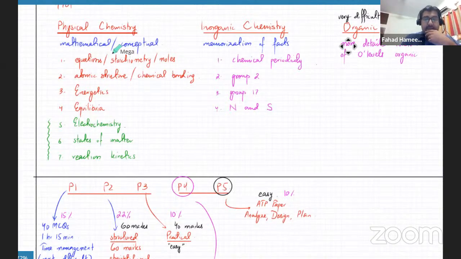Remember, this one is going to be very challenging. I mean, in AS, organic chemistry specifically is the one that is kind of hard. It's hard. So we'll start with the first one, which is equations, stoichiometry, and moles.